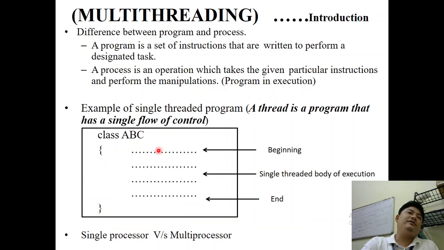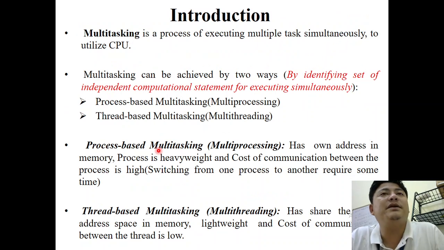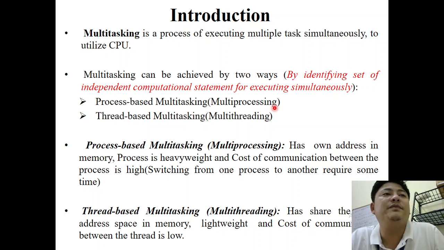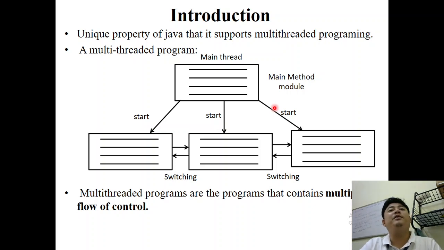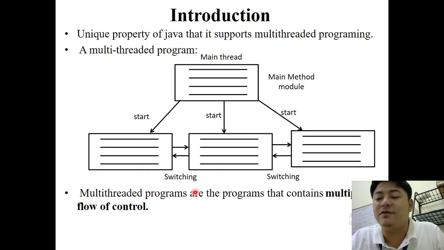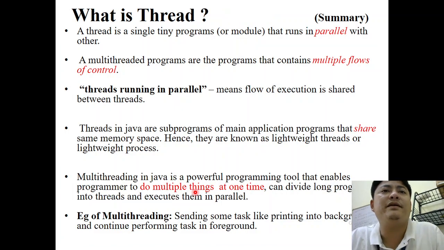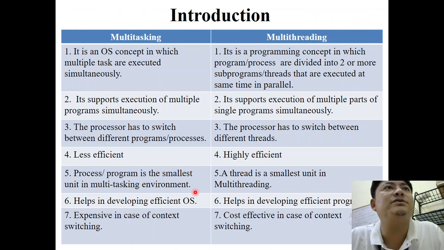We have just covered the thread chapter. While covering it, I discussed the basic difference between a program and a process, single process system and multi-process system. I talked about what multitasking is, and the meaning of independent computation, and I gave you the difference between process-based multitasking and thread-based multitasking, what multi-threaded programming is, and the importance of multiple flows of control. Then we discussed the basics of threads: lightweight process, multiple flows of control, running in parallel, shared resources. Then I showed you the highlights of multitasking and the difference between multitasking and multithreading.